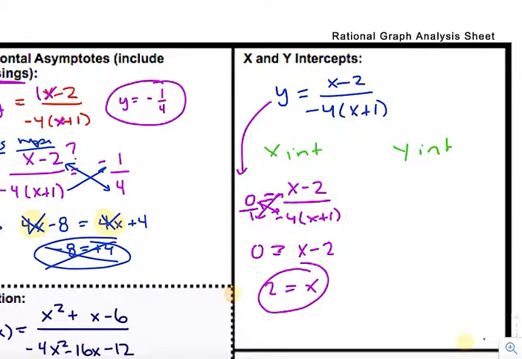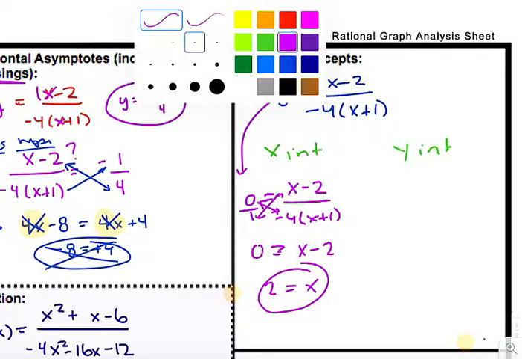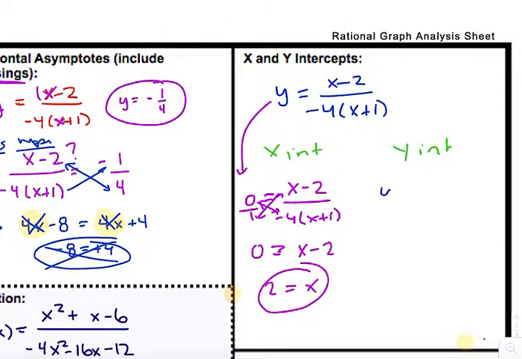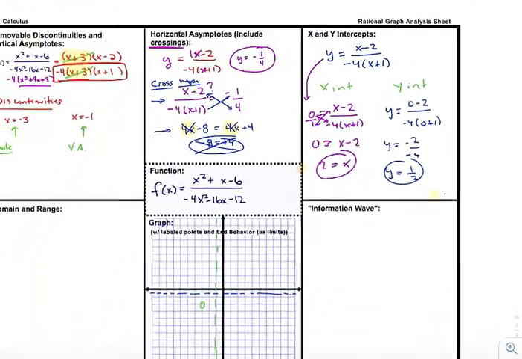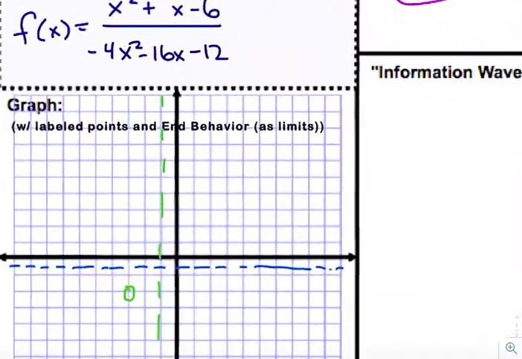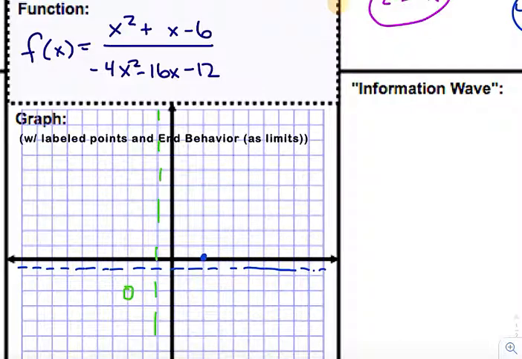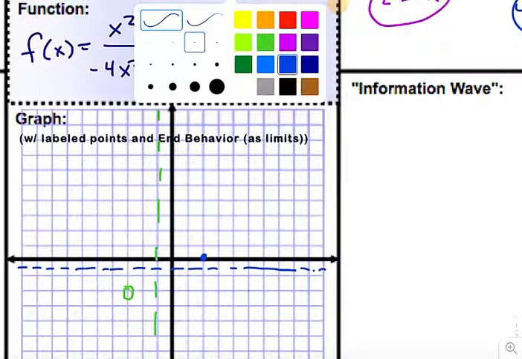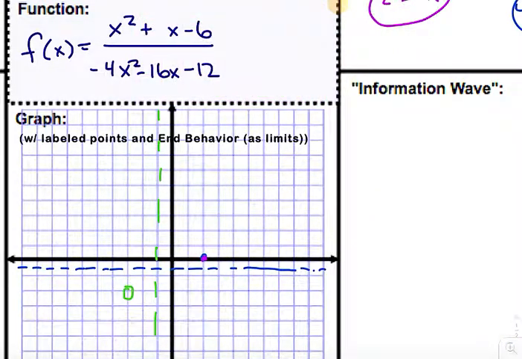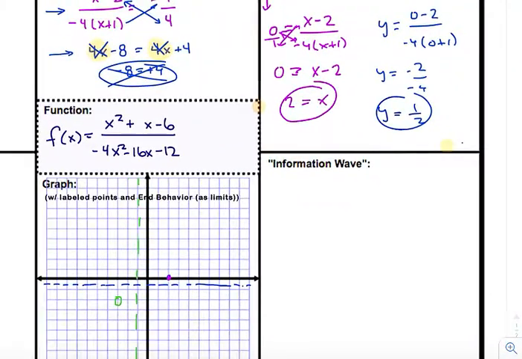The y-intercept is going to be the y value when x equals 0. And so the y value when x equals 0, so that would be 0 minus 2 over negative 4 times 0 plus 1. And so through simplification, we end up with negative 2 over negative 4. Our y-intercept is going to be positive 1/2. And so we can add that to our graph as well. And so at x equals 2, we're going to have an x-intercept. Okay, and our y-intercept is going to be 1/2.